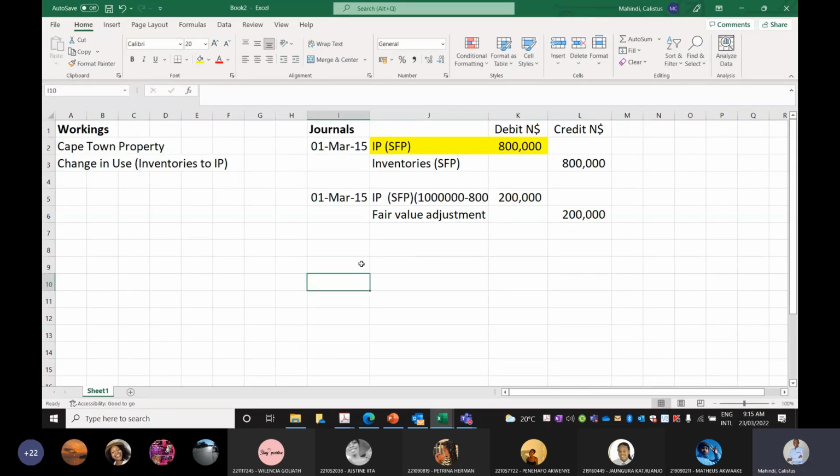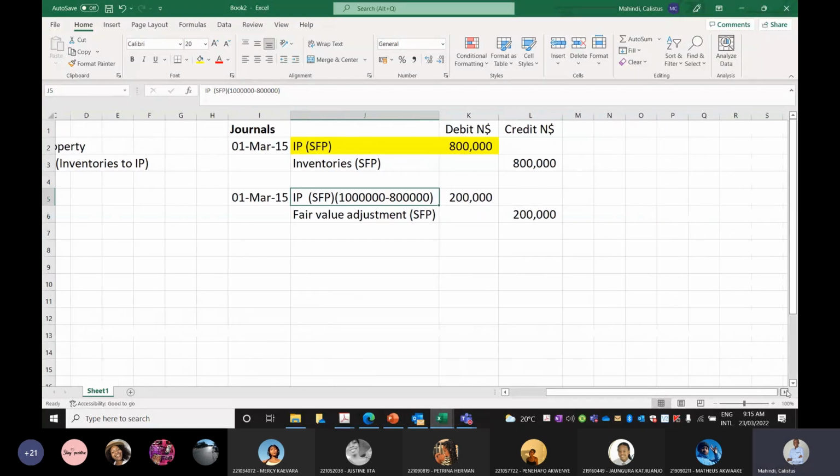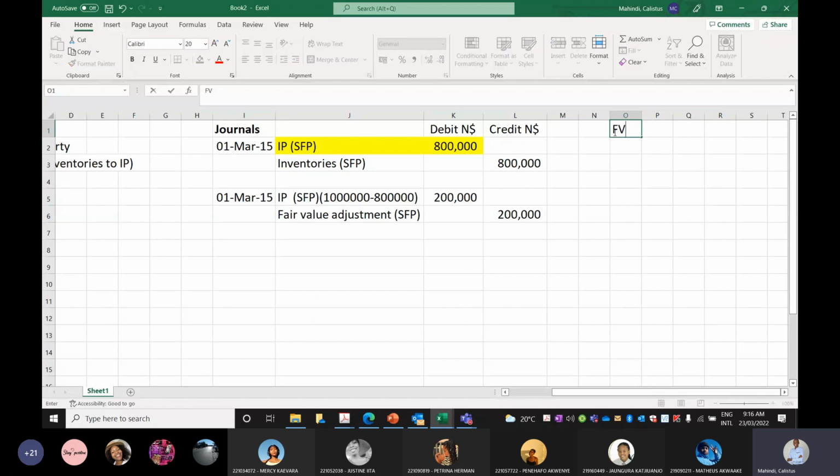What is your question? Why are we subtracting the 800,000? Okay, we want to know the value of the building has increased to 1 million, right? So we want to know by how much the value has been increased. We can do it this way. The fair value on 1 March 2015 is 1 million.